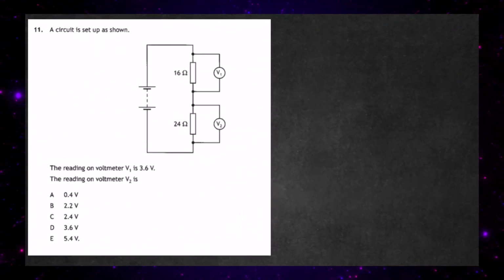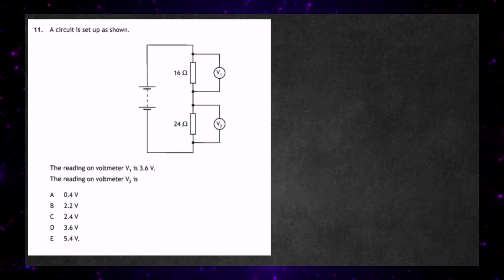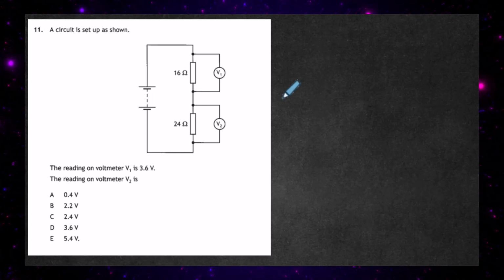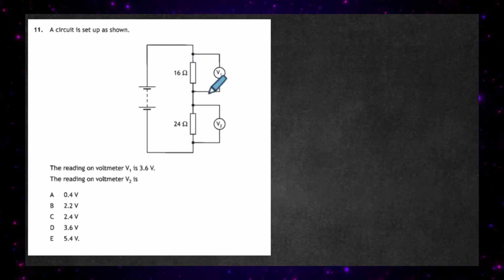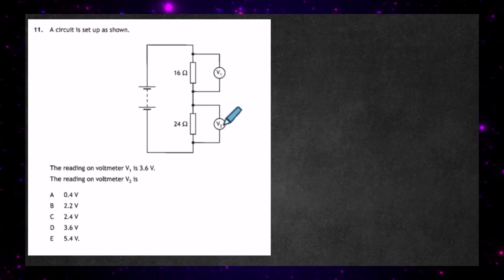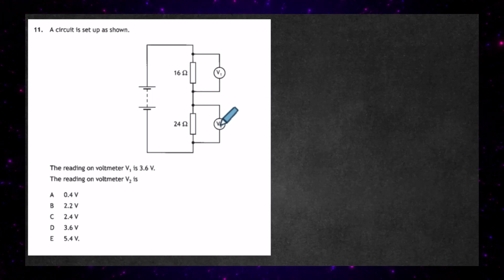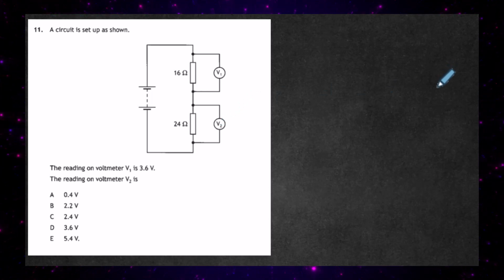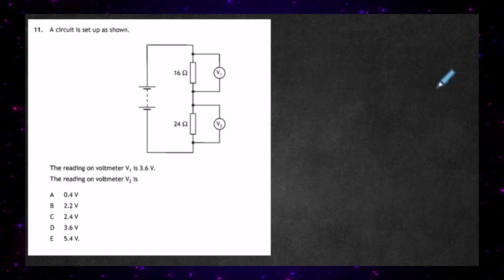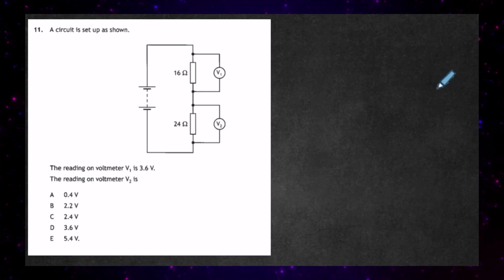Question 11 from Section 1. A circuit is set up as shown. You can see the circuit here. We have a battery, a resistor with a voltmeter connected across it, and another resistor with another voltmeter connected across it. That's the famous voltage divider circuit, or voltage sharer circuit. It tells us the reading on voltmeter V1 is 3.6 volts, and we're asked to find the reading on voltmeter V2.